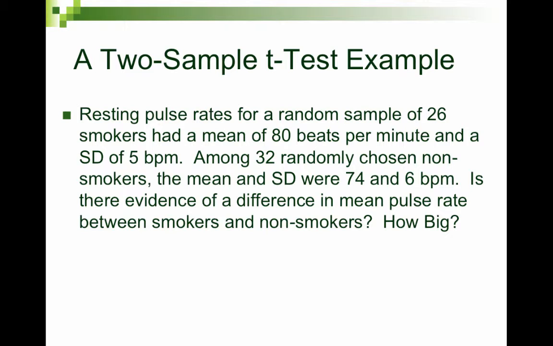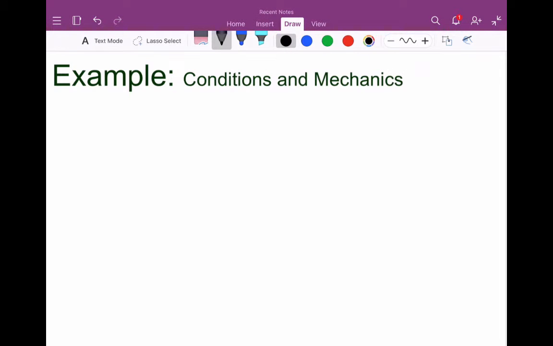When they ask you how big, they are asking you to do a confidence interval. In this case, they didn't give us the data. So when we are performing this calculation on our calculator, we're going to choose stats instead of data. For this example, again, we would have to check our assumptions and conditions. I'm going to go ahead and say that we can assume that the conditions are checked, and we're going to go straight to the mechanics.